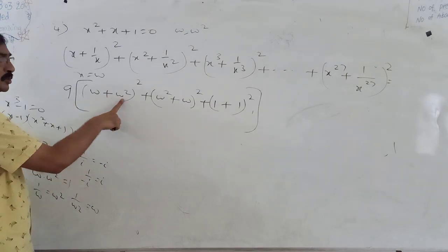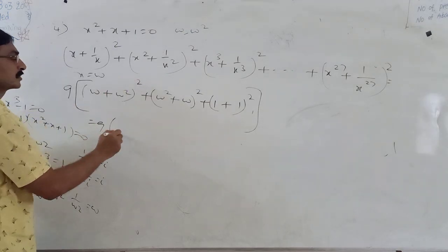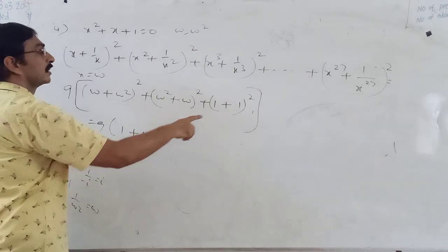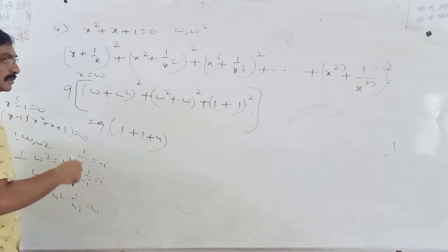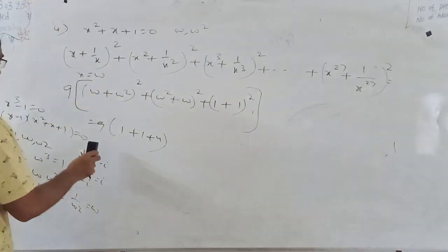So omega plus omega square is minus 1. Minus 1 whole square is 1. Say plus 1. 1 plus 1, 2 square is 4. Thus 6 into 9, 54 is the answer.